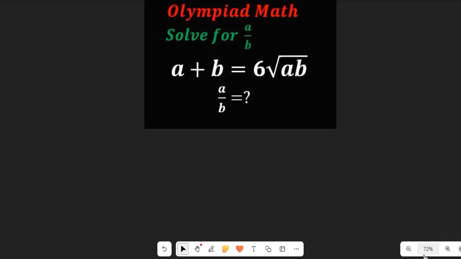Hello, can you solve for a divided by b in this nice mathematical expression? This is an entrance exam question for a certain uni, and I want us to try it out. Join me as we look for the value of a divided by b in this expression.